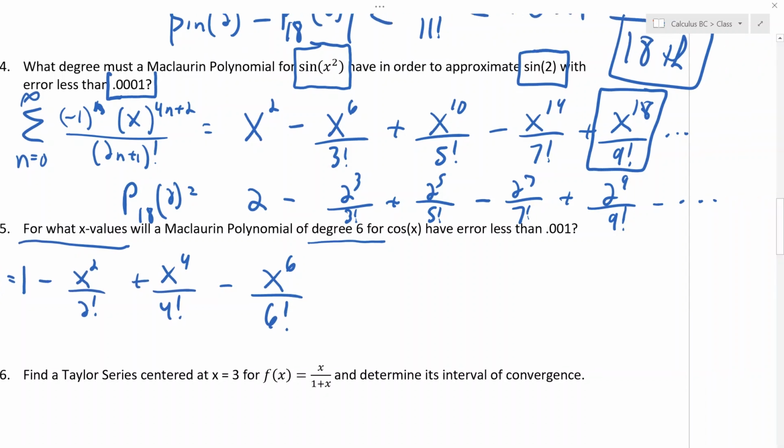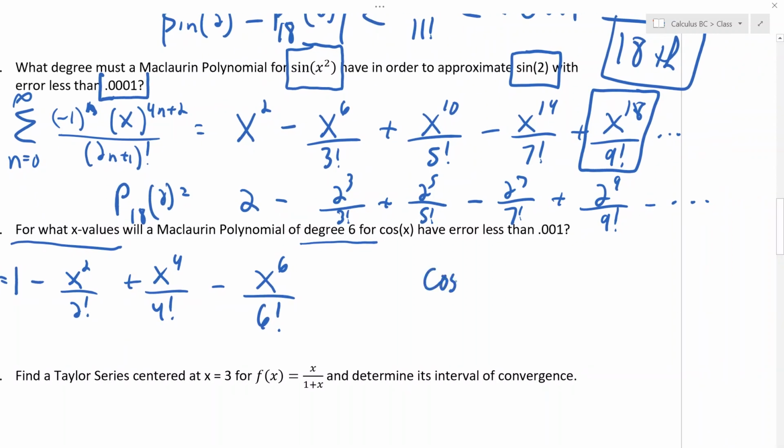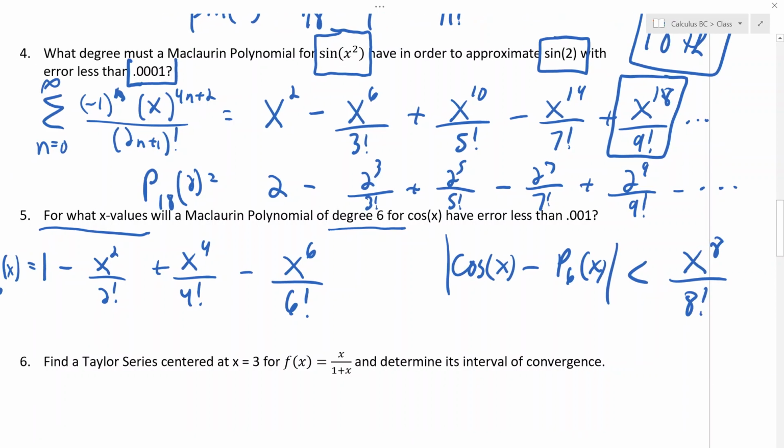Okay? So the error between cosine of x and p sub 6 of x is less than x to the 8th over 8 factorial. Okay? I just want to go out from the center 0, from 0 out until that becomes bigger than 1,000th. Cool?